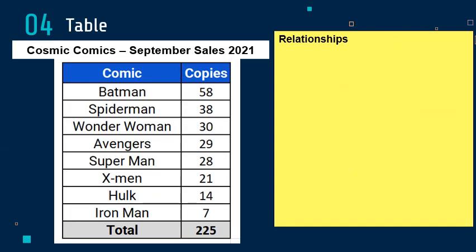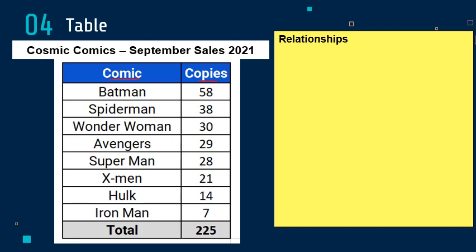Okay, and lastly, let's look at a table. So here we've got Cosmic Comics and their September sales for 2021. In this column, I've got the title of the comic, and this column is the number of copies that were sold. Now, this has been arranged from the most comics sold to the least comics sold. So Batman had 58 compared to Iron Man, which was the least popular, had 7. And here down the bottom, I've got the total, which is 225 comics.